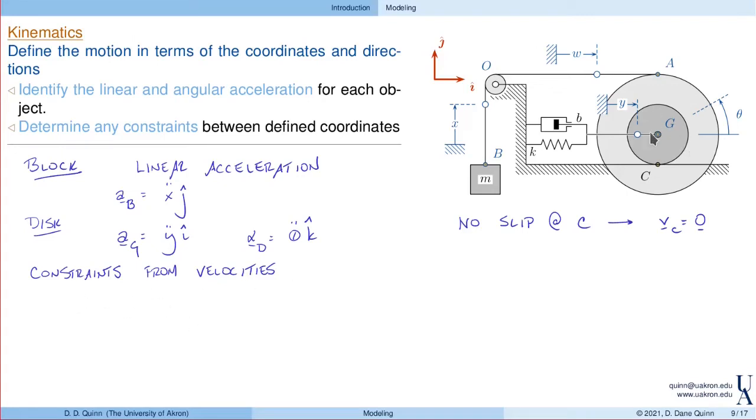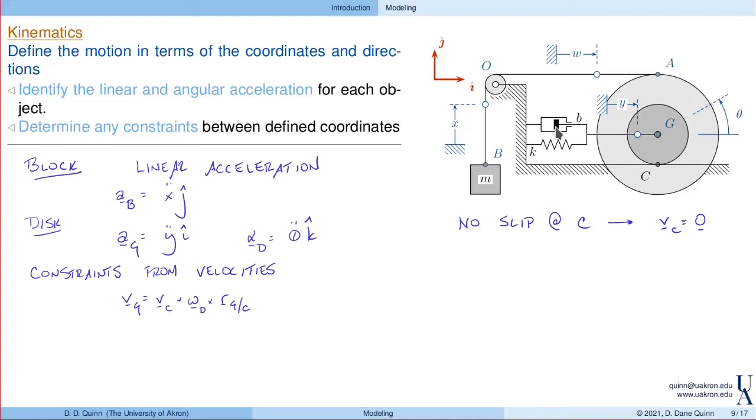Now, looking at some equations from the kinematics in your dynamics course, we know that the velocity of G is equal to the velocity of C plus the angular velocity of the disk cross the position of G with respect to C. These are the planar kinematics equations that we learned in dynamics, 203 if you're at the University of Akron. Because G and C are both fixed in this object, this is how their velocities are related. But every one of these I can write in terms of either a coordinate or something that I can measure. So what's the velocity of G?